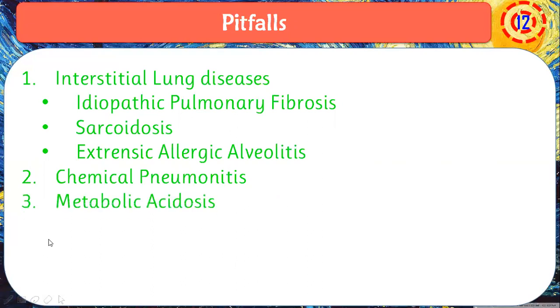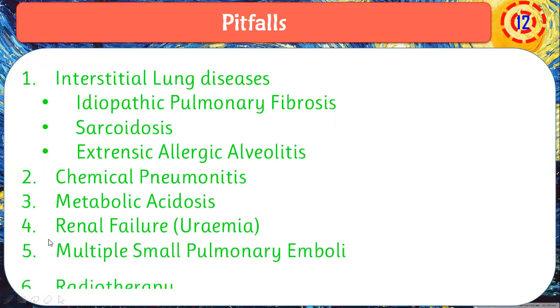And the next thing is metabolic acidosis, renal failure or uremia, as we had already mentioned earlier as well, and also multiple small pulmonary emboli and radiotherapy. Here, the point that I would like to note is that in cases of chemical pneumonitis, antibiotic therapy needs to be given for the anaerobic infections as well as for aerobic infection, unlike the other pneumonias in which we give specifically for aerobic gram-positive and gram-negative organisms. Here we give for both aerobic as well as anaerobic. So the management is different. So we need to know whether that's chemical pneumonitis or not.